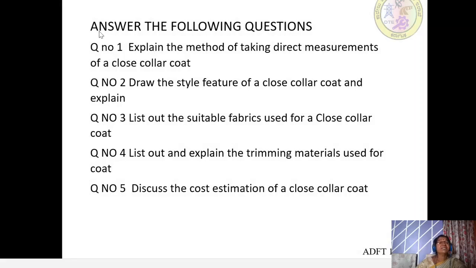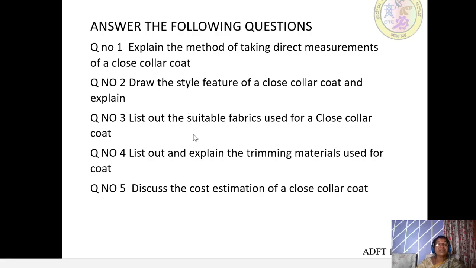Now I'll start with the descriptive questions. Answer the following questions. Question number 1. Explain the method of taking direct measurements of a close collar coat. What are the measurements required for a close collar coat and how do you take these measurements directly, that you have to explain. Question number 2. Draw the style feature of a close collar coat and explain. You have to draw the style feature of a coat and give the explanation regarding the style feature.